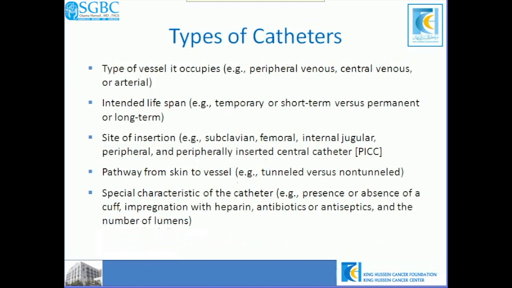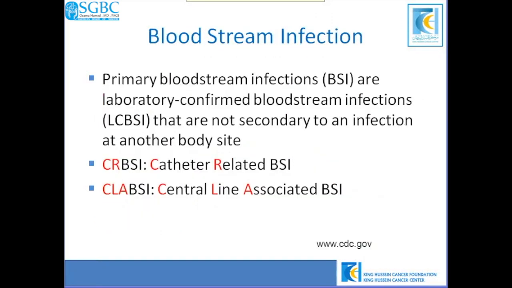These can be classified according to the vessel they occupy, venous or arterial, peripheral or central; lifespan, short-term versus long-term; and site of insertion, femoral, subclavian, jugular, or PICC line. We're all familiar with these catheters, and I'm sure almost every one of us has dealt with them at one point in our career. So there are a lot of classifications, but in general, we're going to talk about central lines, where the tip of the catheter ends in a central vein.